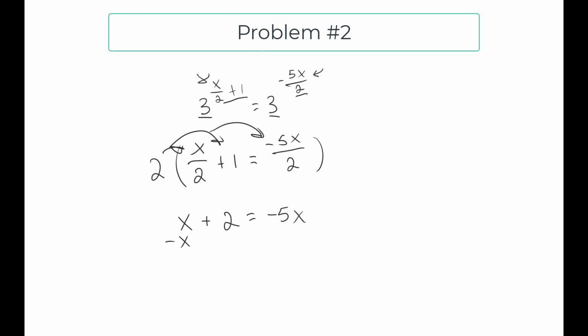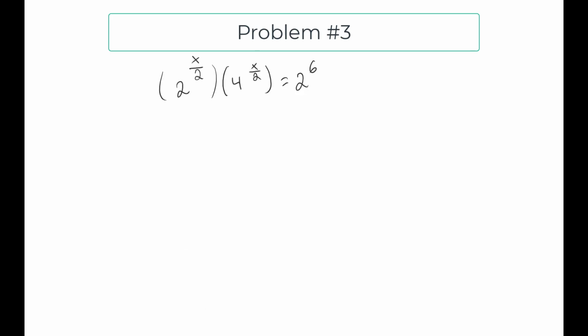I'm then going to subtract x on both sides to give me 2 is equal to negative 6x, and divide by negative 6, which will give me x is equal to negative 1/3. And that is what we are looking for.